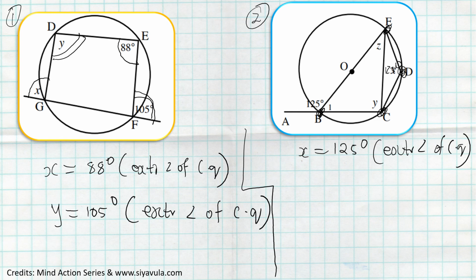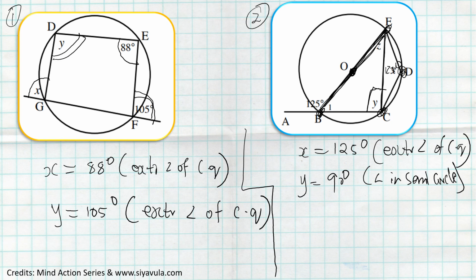Let's go and solve for y. How can we solve for y? We have to use relational understanding. Remember theorem number 2. If you have a diameter, the angle subtended by the diameter at the circumference is a right angle, meaning that our y is 90 degrees because of the angle in a semicircle, or the angle subtended by the diameter at the circumference.